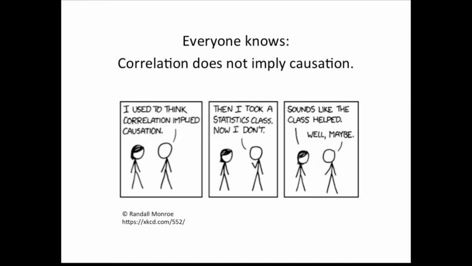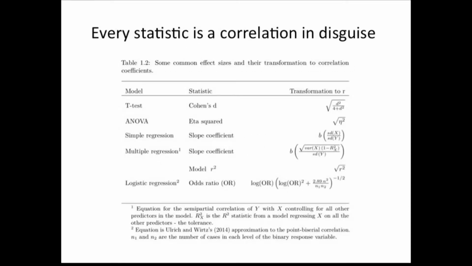I mean, there could be lots of reasons why things are related to each other that don't have to do with causation. So, some people will say, oh, okay, I understand this, but I don't do correlational research. I only do quasi-experimental research. Well, I got bad news for you.